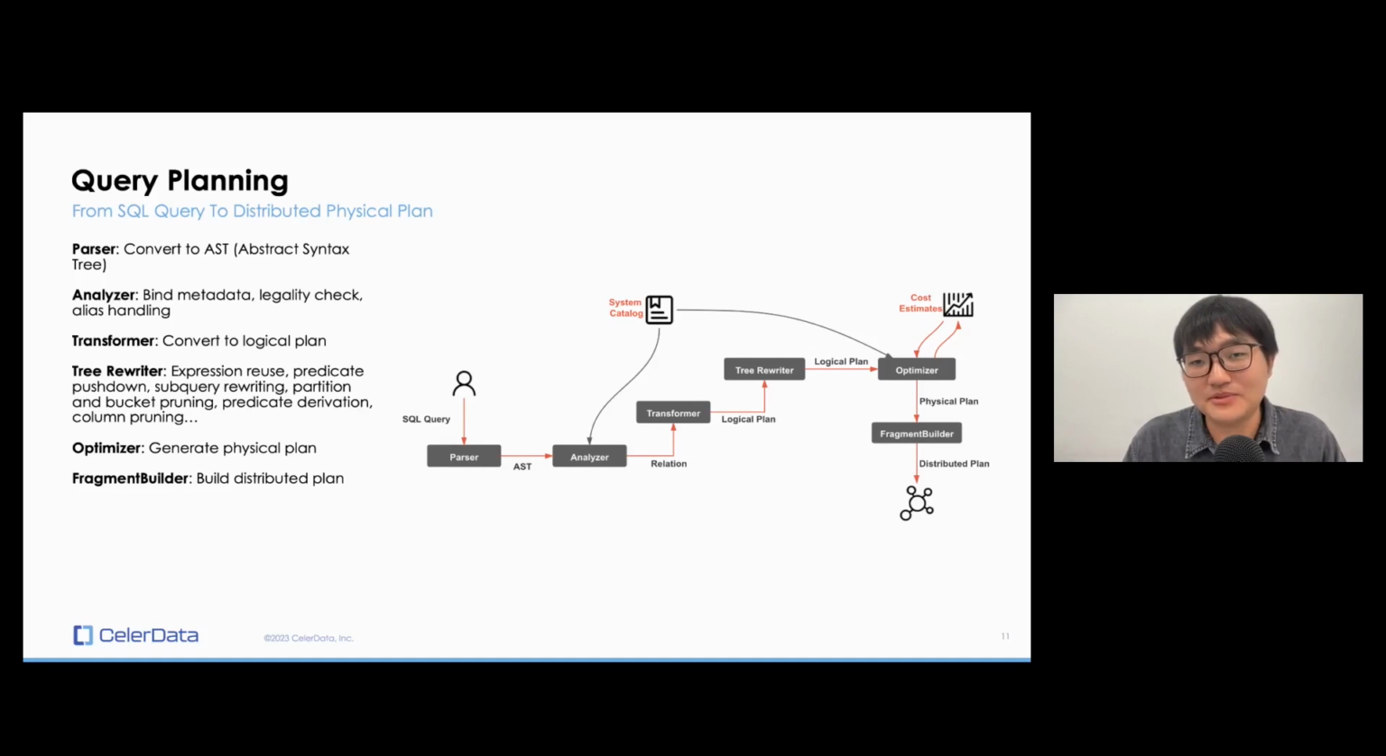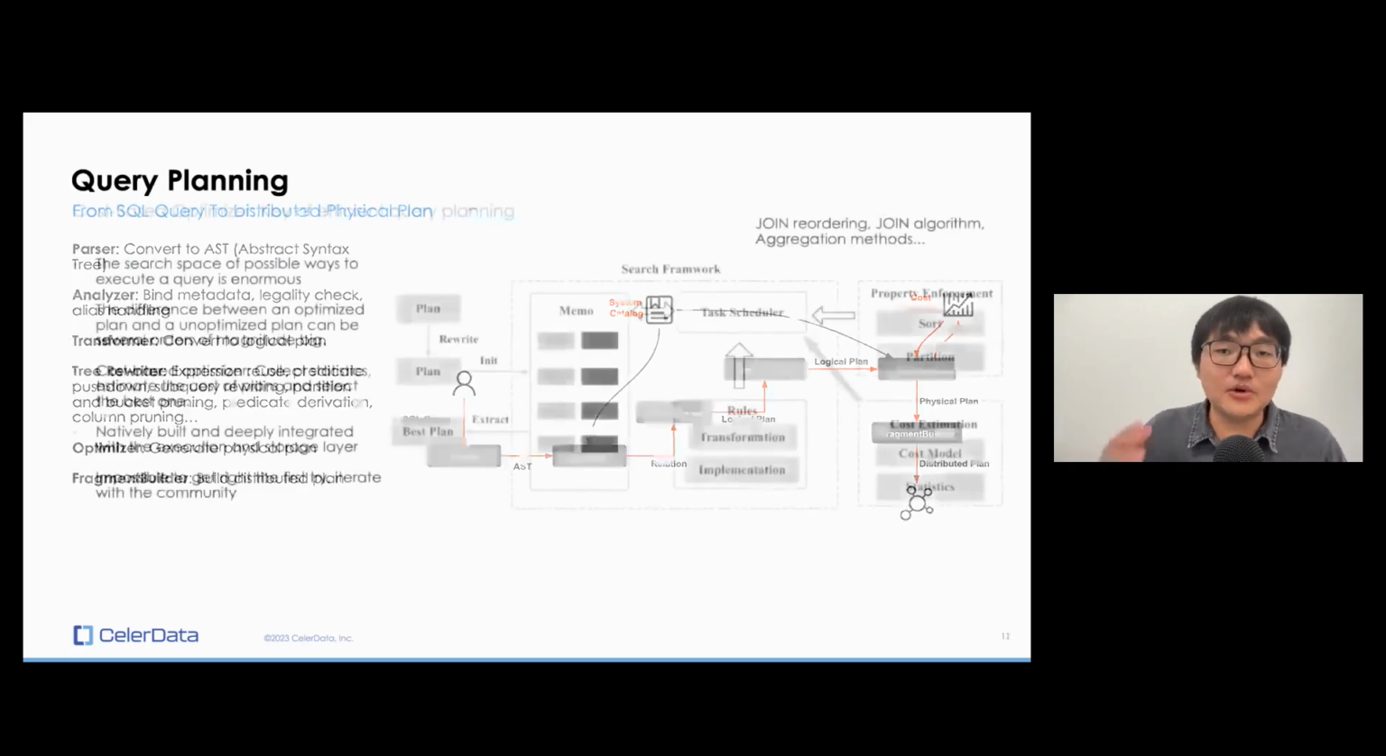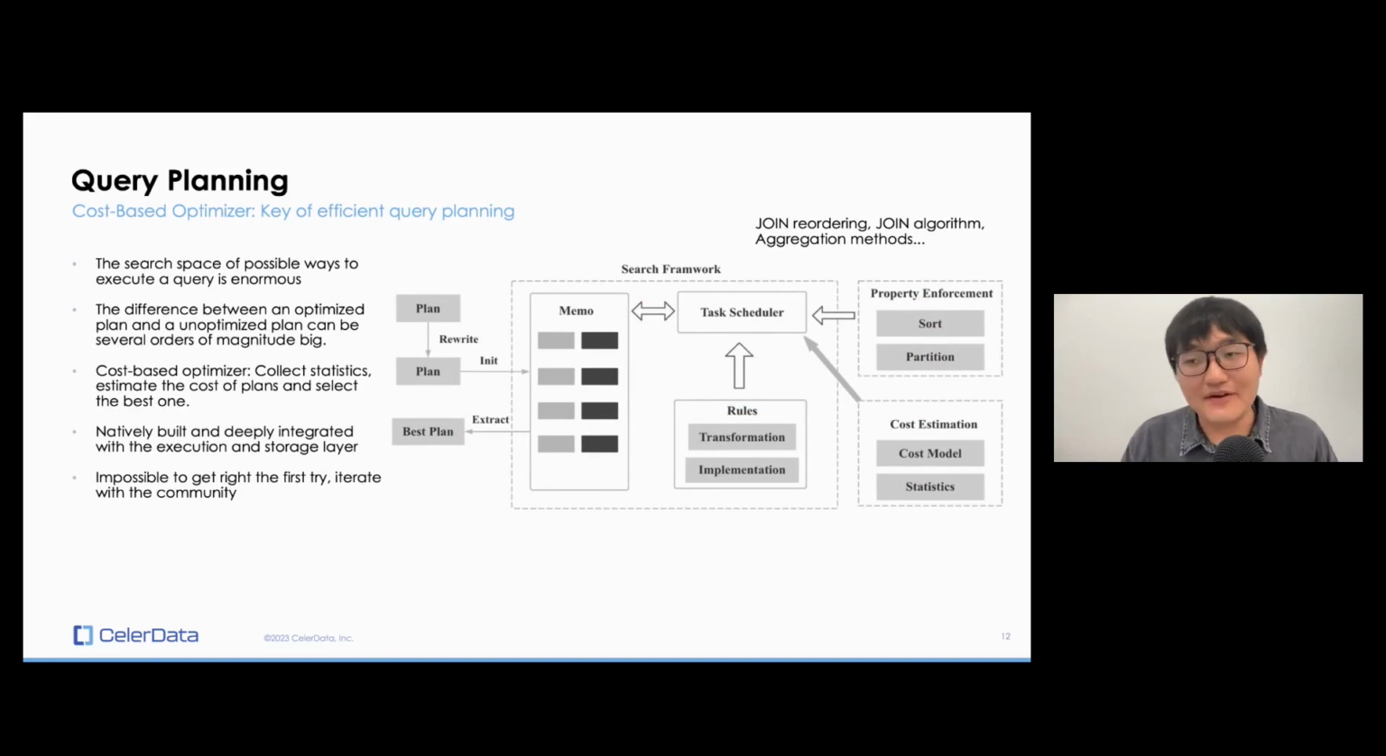Which makes the optimizer a very key component, the one thing that can make the biggest difference in the whole pipeline, right? And we're gonna go into the StarRocks cost-based optimizer. We have a cost-based optimizer, and optimizing a query is like picking a route from point A to point B, right? But the search space is a lot bigger than you see on Google Maps, right? The search space of different ways to execute a query is enormous, right?